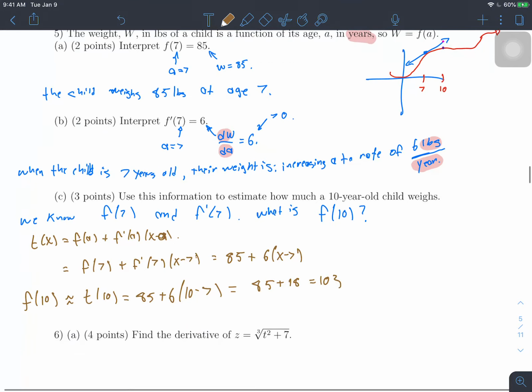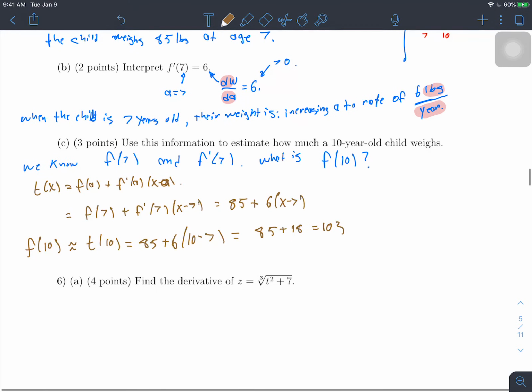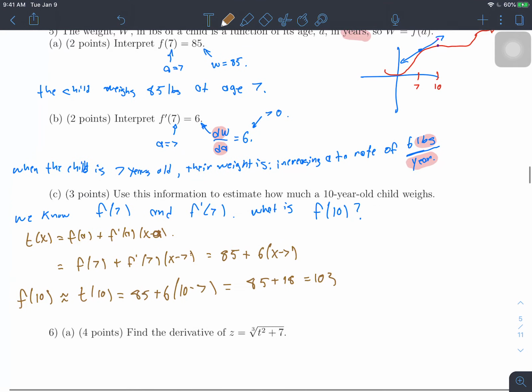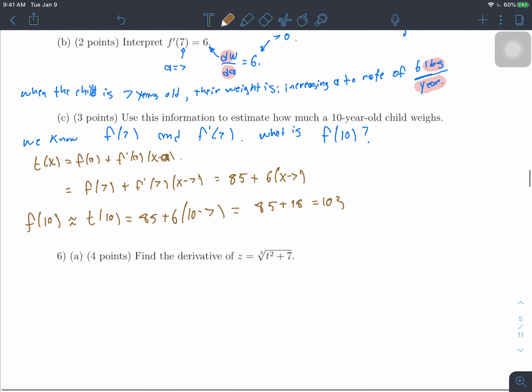And yeah, that's our approximation. Okay.